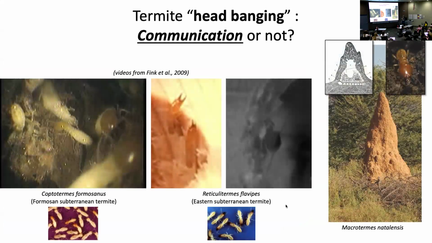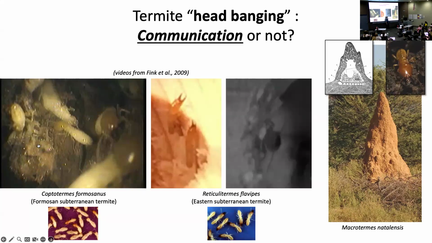All right, last example here. This is termite head banging. So these are three different species of termite. I've got videos here of two of them. These are termites that you would find either all over the US or on the East Coast of the US, definitely converged on Florida. This one actually originally came from Taiwan. And so it's all over, very destructive and all that.